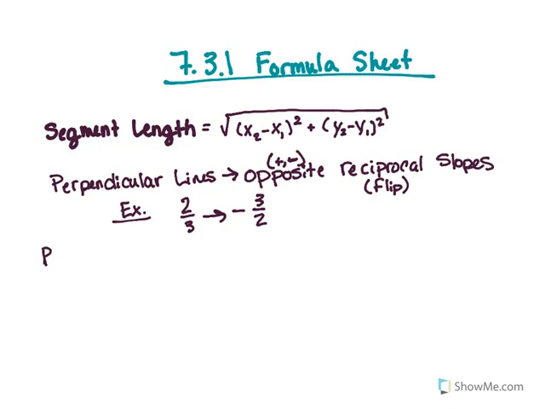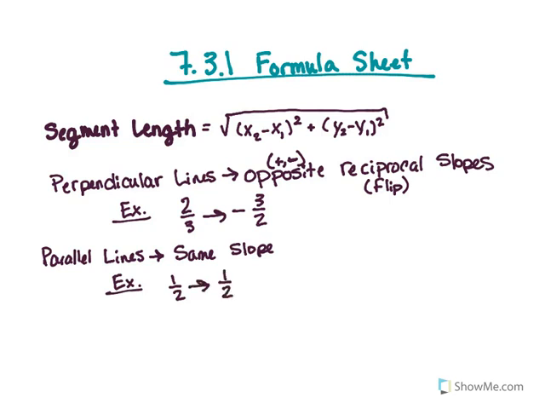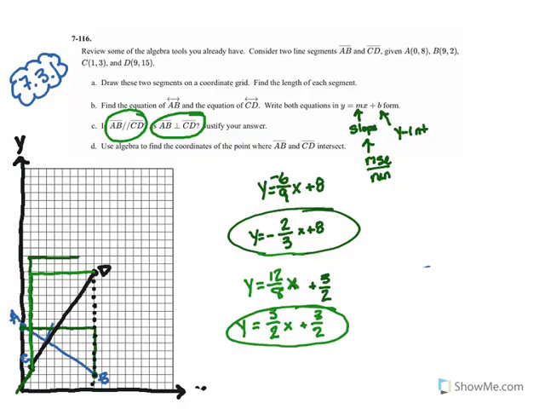If I need parallel lines, this means I need the same slope. So if I have a slope of 1/2, I'm going to need a slope of 1/2 on my other line to have parallel lines. So with these two, I have a slope of -2/3 and a slope of 3/2.